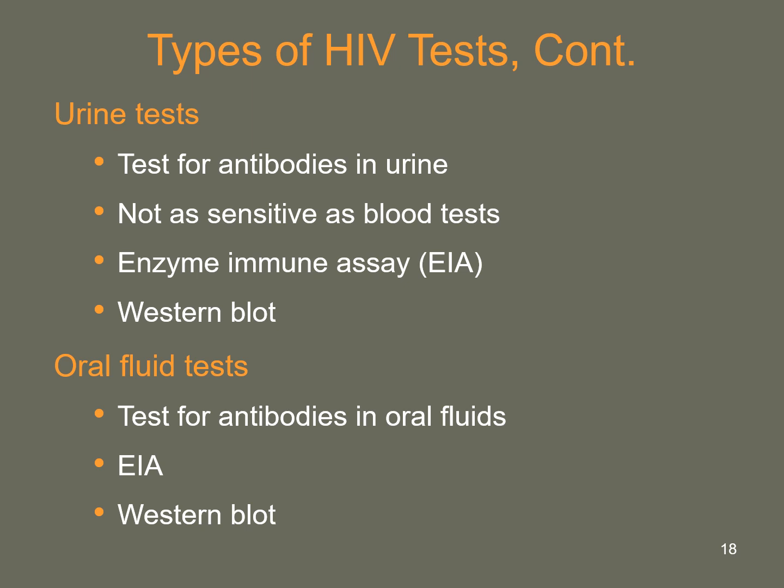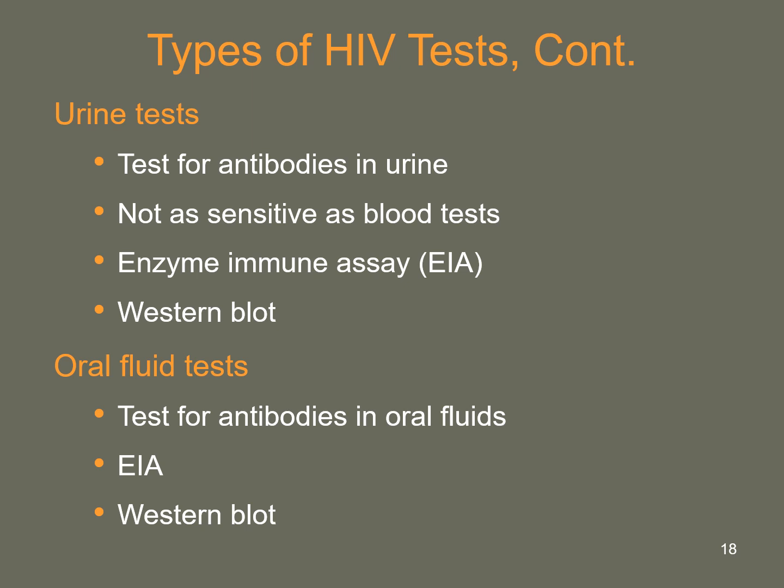So we continue. We also have urine tests. Tests for antibodies in urine. You are able to test for HIV antibodies in urine, but they are not as sensitive as blood tests. So it's a little different when you use urine compared with blood. Urine is not as sensitive. Then enzyme immunoassay, which is EIA, is also another test. Then you can also use the Western blot.